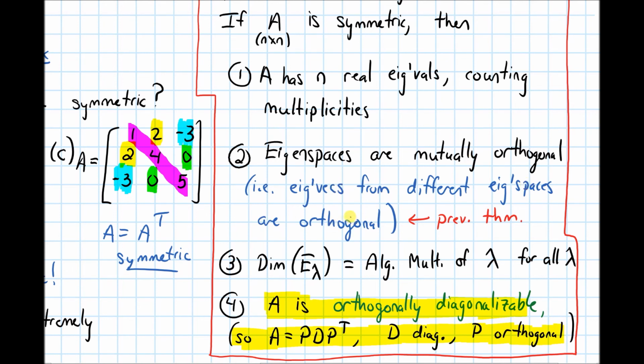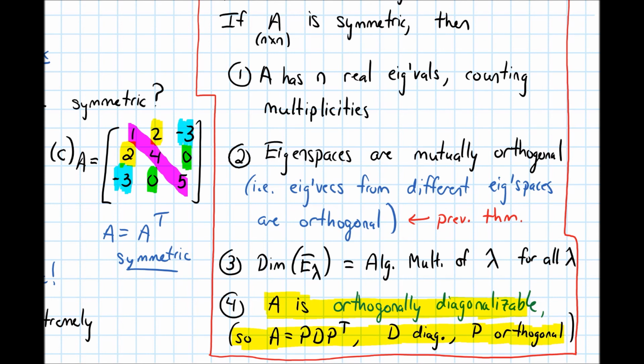And now what's especially interesting is that property 3 says that the dimension of any eigenspace, the eigenspace corresponding to some eigenvalue lambda, will always be equal to the algebraic multiplicity of that eigenvalue lambda. So this is true for all eigenvalues. So property 3 actually means that the matrix is diagonalizable. And in fact, something stronger can be said. It turns out, and this is property 4, that A will be orthogonally diagonalizable. In other words, A can be written in the form P times D times P transpose, where D is a diagonal matrix and P is orthogonal.